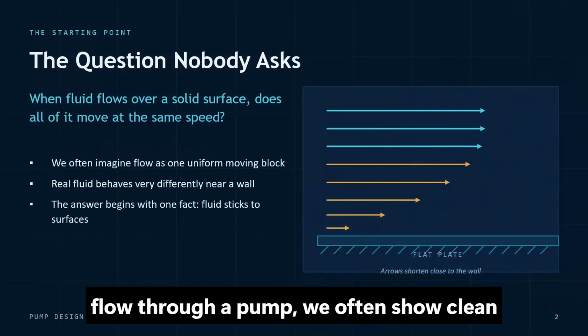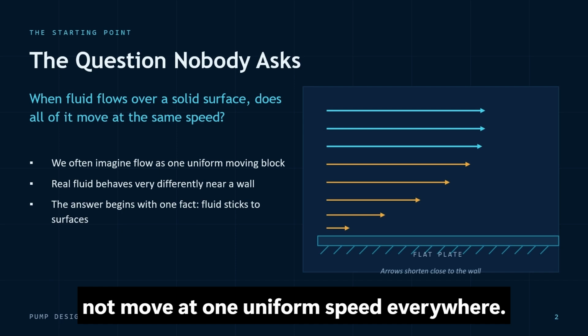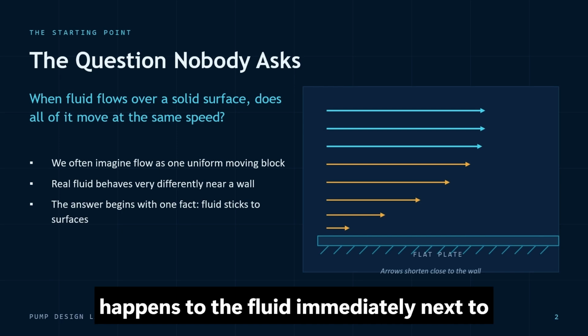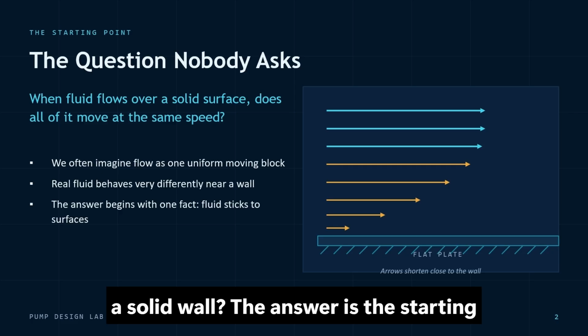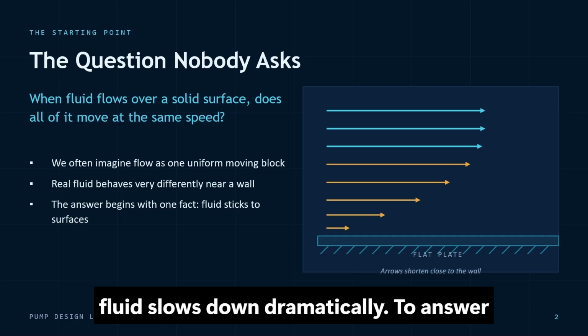The question nobody asks. When we draw flow through a pump, we often show clean arrows moving smoothly through the impeller and volute. But real fluid does not move at one uniform speed everywhere. The important question is this: what happens to the fluid immediately next to a solid wall? The answer is the starting point of the whole topic. Near a wall, fluid slows down dramatically.